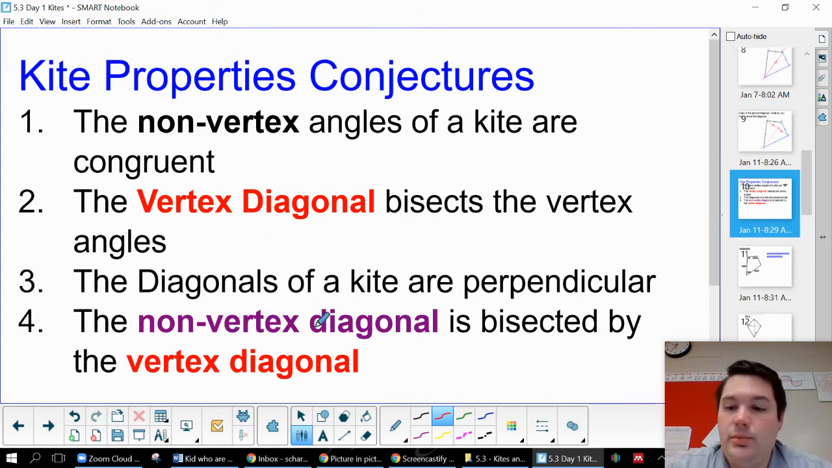So these are your properties. That would be another thing to write down. These are separate than the definition. These are things that we know are true about kites, but they are not the definition of a kite. So those kind of are the difference there.